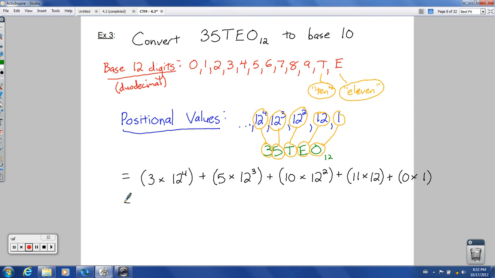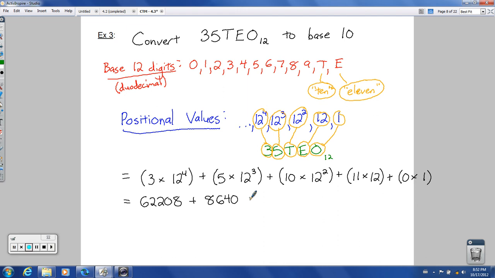Now again, I could multiply these all out, save us some time here though. In the lecture video, I'll just say I did this in my calculator, so 3 times 12 to the 4th, 12 to the 4th was 20,736, and I multiplied that by 3, and I got 62,208. I did 12 cubed in the calculator, multiplied that by 5. 12 cubed is 1,728 times 5 is 8,640. And then this next one, this is 144 times 10.